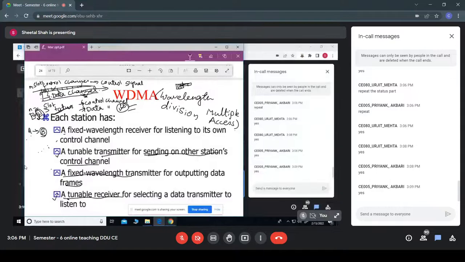Okay. Now, A has the fixed wavelength transmitter. So A will send the data onto its own data channel. And B has to tune to A's data channel, and it can accept the data from A. Is this clear, everyone?